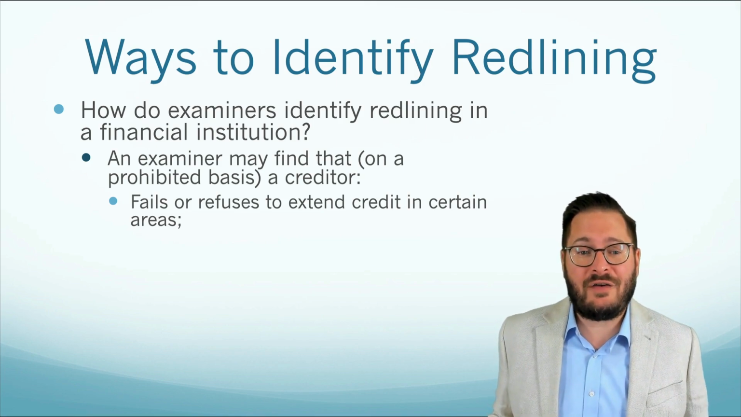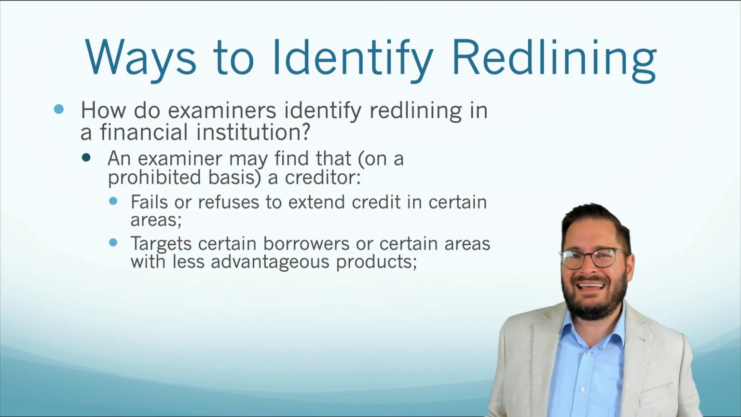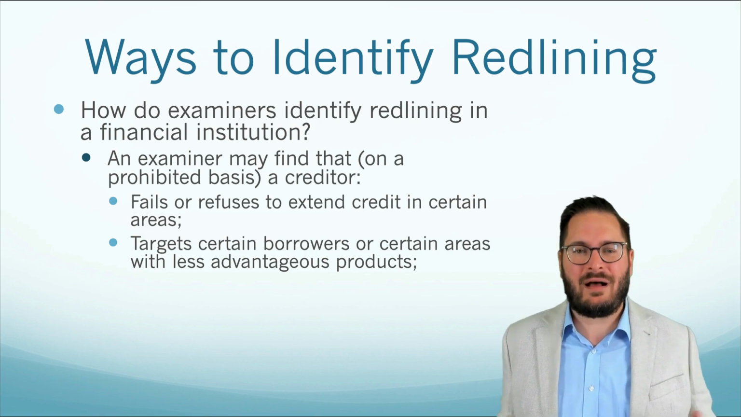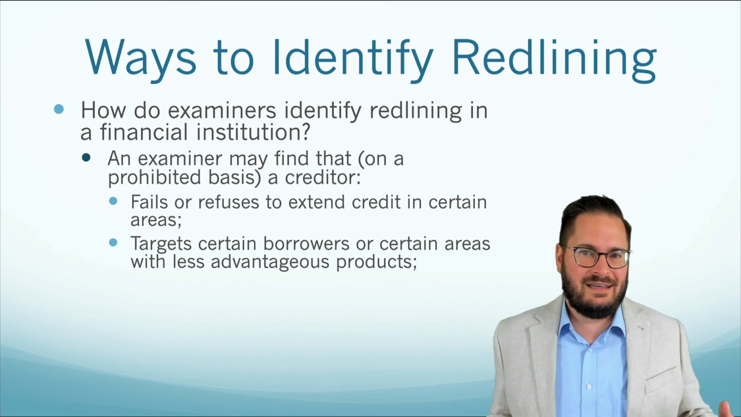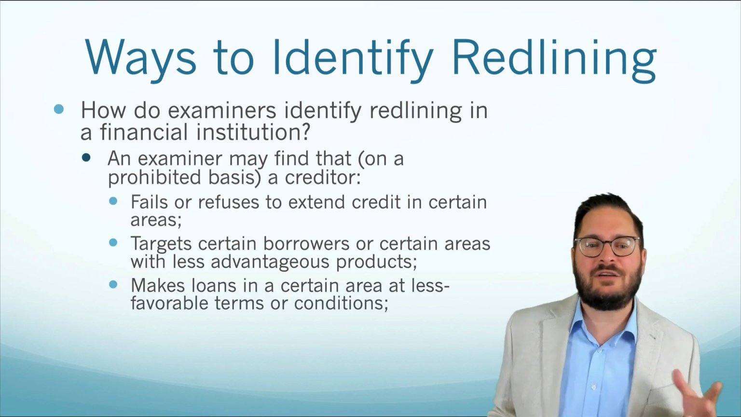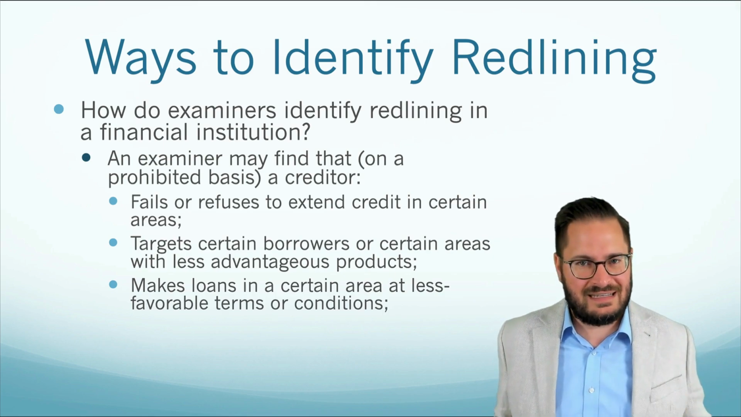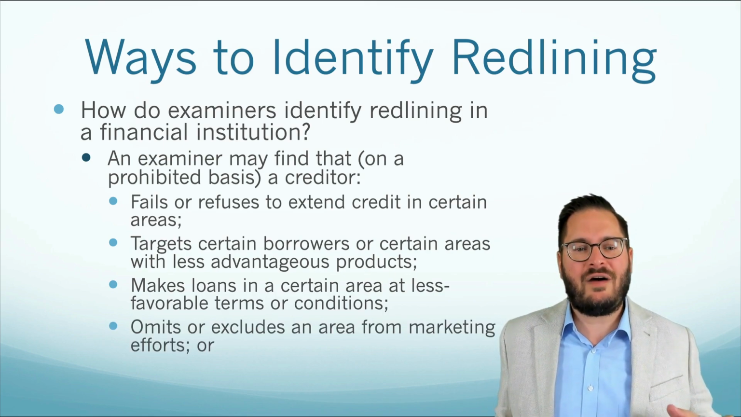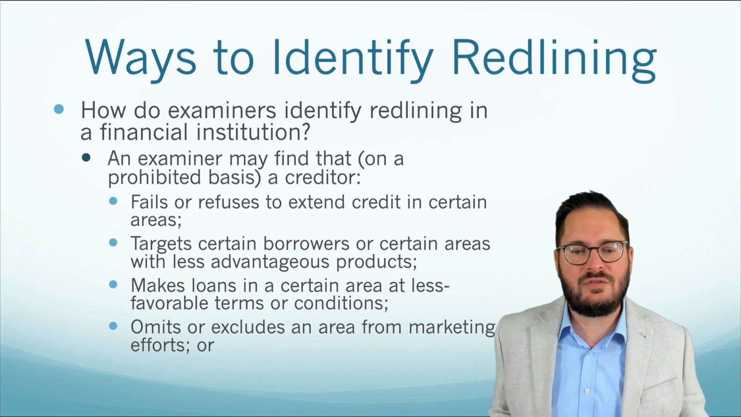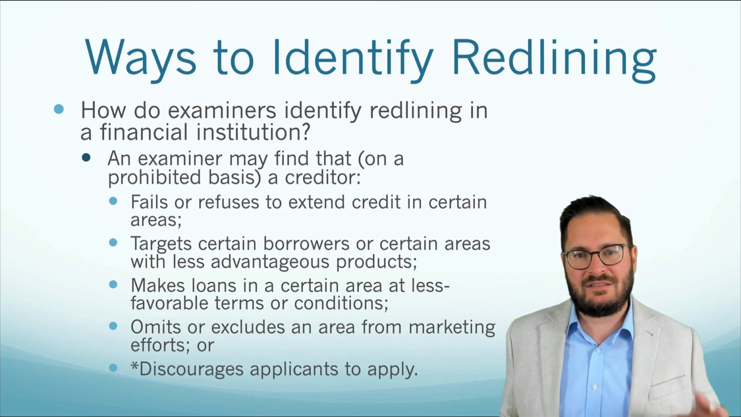An examiner may also find that a creditor has targeted certain borrowers or certain areas with products that are not of the same advantage as products in other areas. And so that's something else that examiners may find. Examiners may also find that a creditor makes loans in a certain area at less favorable terms or conditions. They may also find that a creditor omits or excludes an area from marketing efforts, or they may find that a creditor discourages applicants to apply.